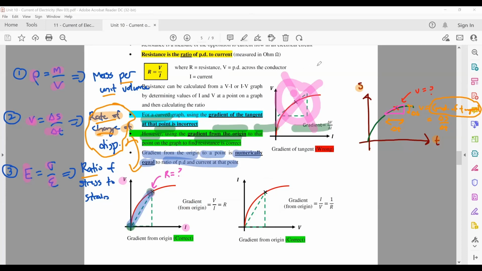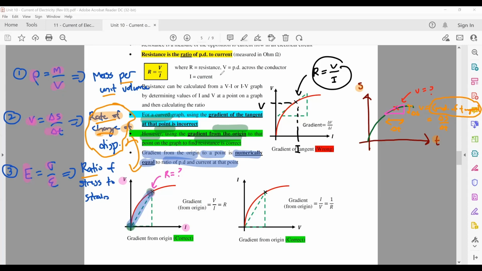Now, why do we say this? Is because if you look at this thing just now that I drew, right? If this one was value I, this one was value V, the resistance is the value of V divided by I to find the PD. Okay, right? This is what you see.